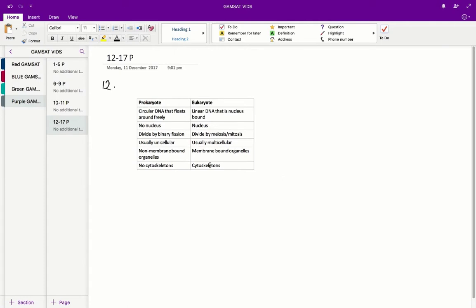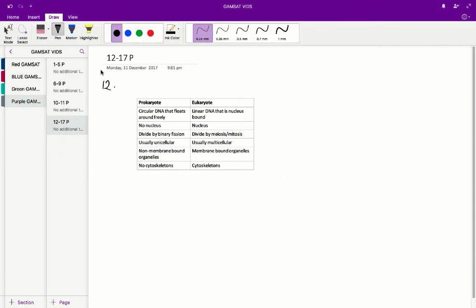a eukaryotic cell. In general, eukaryotic cells are more complex cells. They're the cells that are found in the human body, whilst the prokaryotic cells are much more simple, and they're also mostly found in simpler organisms such as bacteria. So I've got a table of a couple of the differences between prokaryotes and eukaryotes. It would be probably good just to know a couple of them before you go into the GAMSAT, just in case you get a question like this.